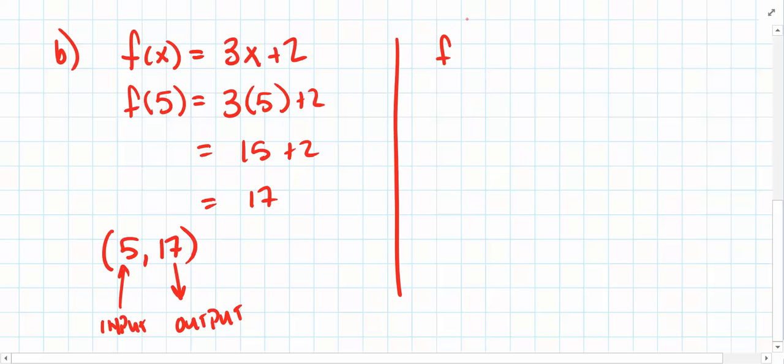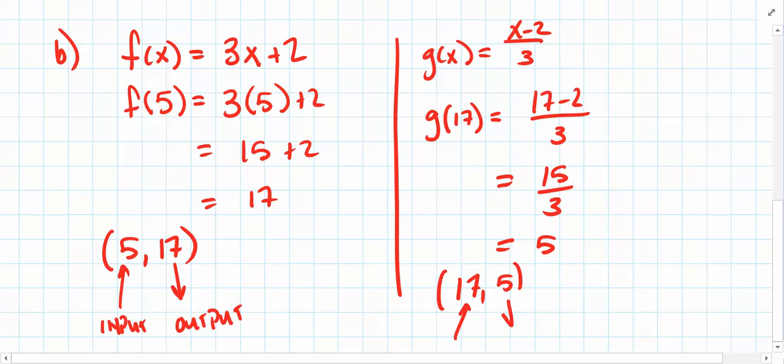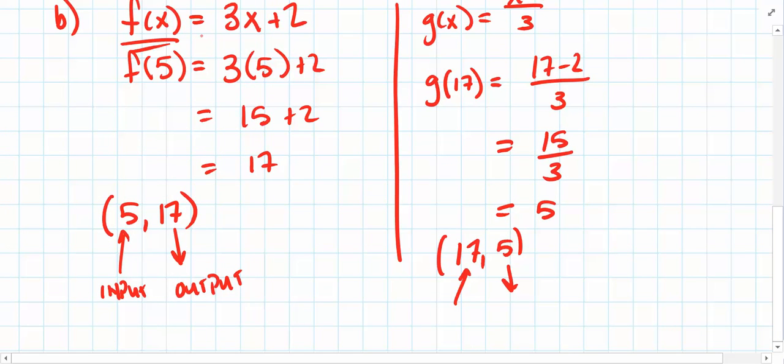I'll call it g of x for now. So g of x, I'll call this one, is x minus 2 all over 3. So watch this. g of 17. If I plug in 17, I would get 17 minus 2 all divided by 3. Well, 17 minus 2 is 15, and 15 divided by 3 is 5. So I get this relation: 17 comma 5. So now the input was 17 and the output was 5. You'll notice here that this is what we say: f and g are inverse functions of each other.